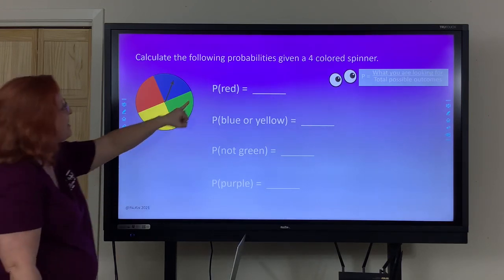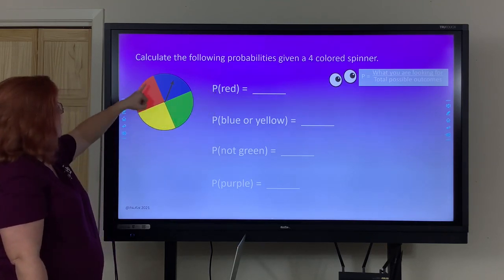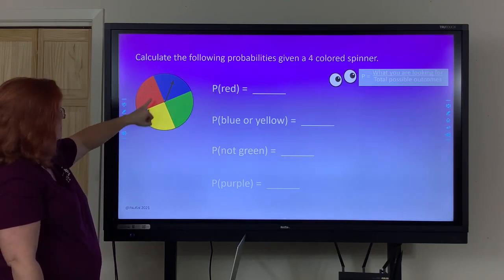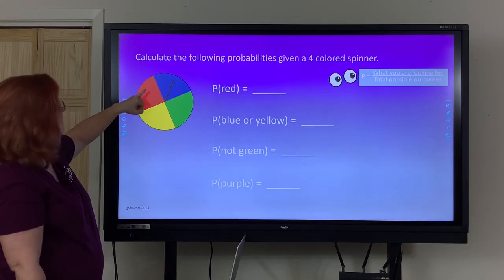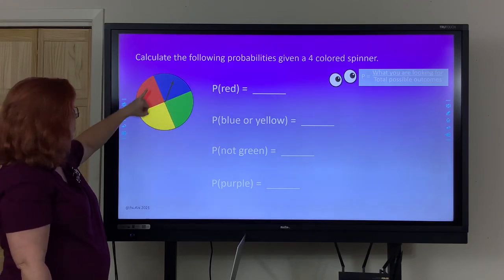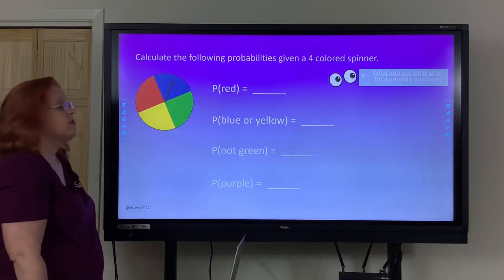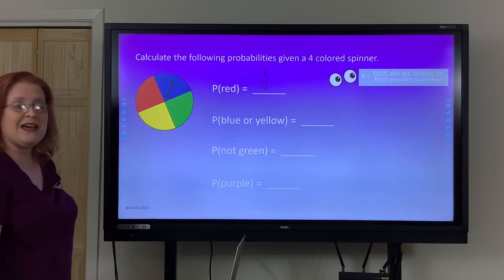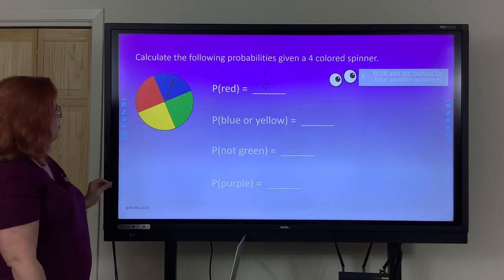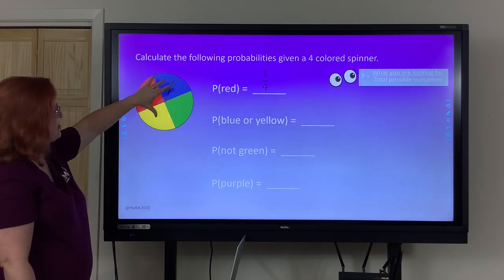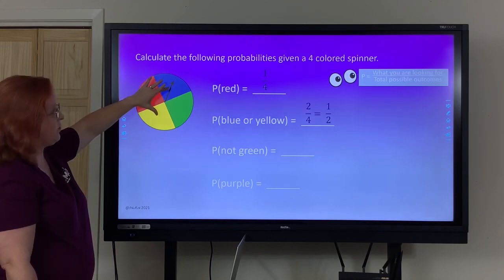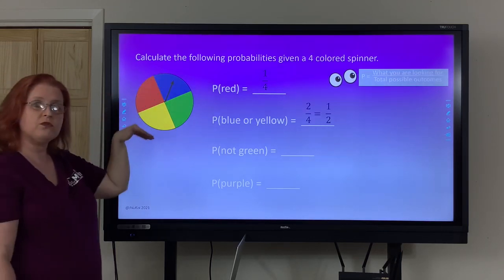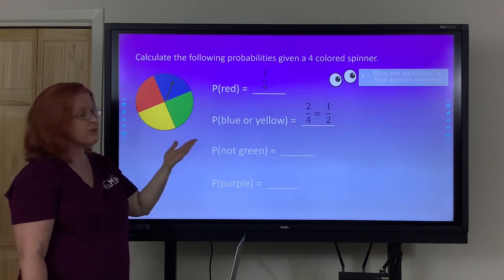All right, so what if we look at red? Red is how many sections on our spinner? Well, there's just 1, and how many total sections are there? 4. So there's only 1 out of 4 chance that we're going to land on a red. All right, blue or yellow? Well, that means 2 of them, so we're going to have 2 out of 4. And then, of course, 2 over 4, or 2 divided by 4, will reduce to 1/2.